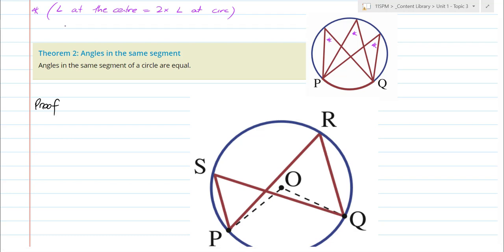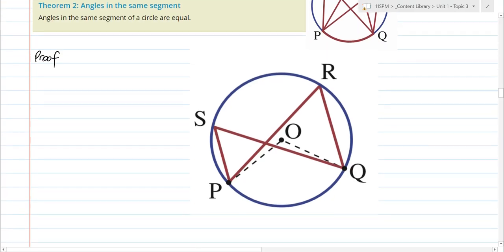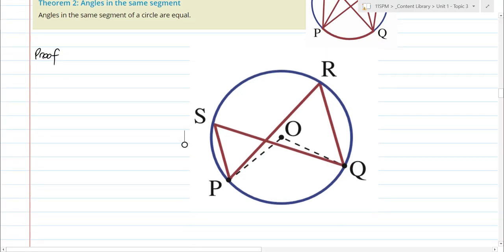The second one here, theorem 2, angles in the same segment are equal. So all of these angles that come off the same arc are equal in size. And the proof of this is pretty easy. It comes from theorem 1, and that is that angle PRQ is equal to half of angle POQ, and this is the angle at centre equals 2 times angle at circumference rule. And I'm going to cheat, which you can't do in your exam, but I can, and just copy that.